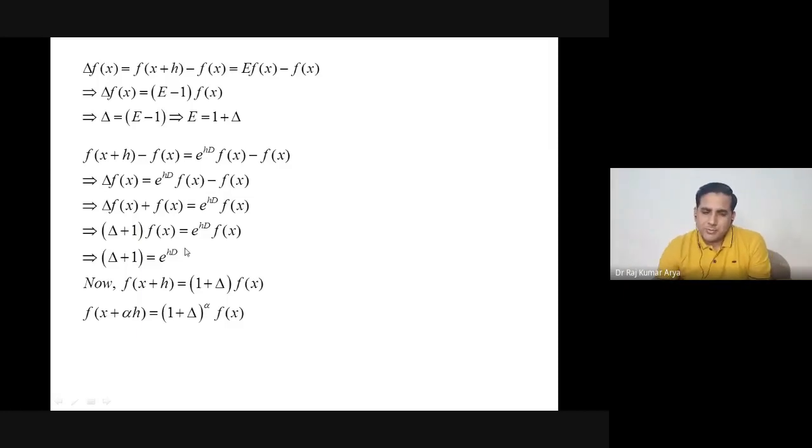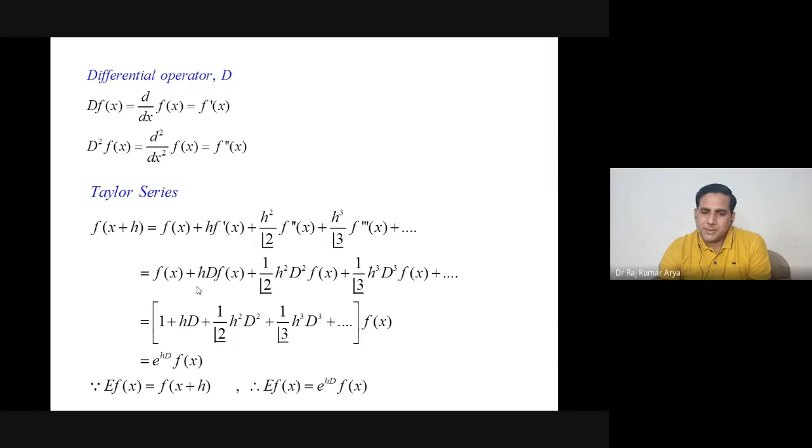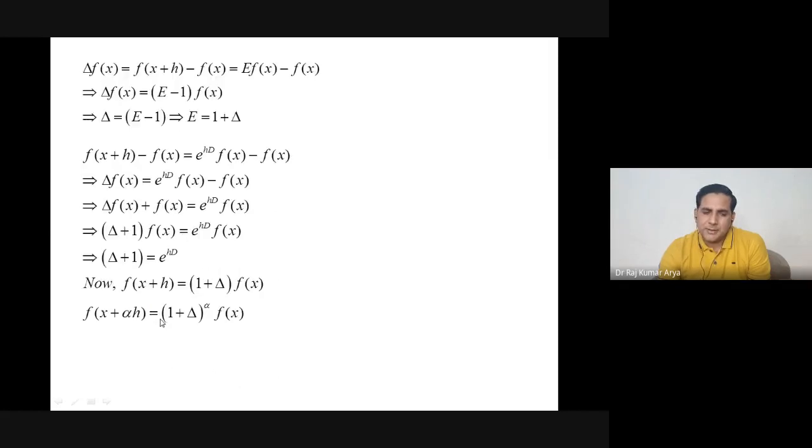Fine, so now you can write here that f(x+h) would be equal to 1 plus delta f(x), because here e to the power hD came here, and previously this was your expression for f(x+h) is e to the power hD f(x), right? So we are substituting back here. So you are getting f(x+h) is (1 plus delta) f(x). Now you can rewrite this equation for this one here.